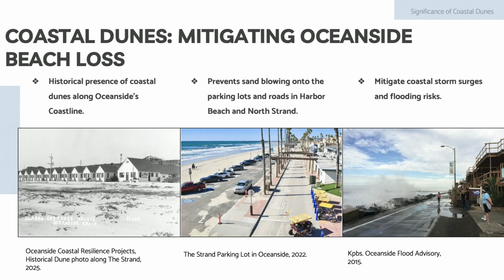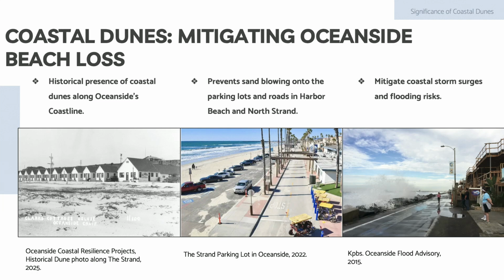The project was chosen for three main reasons. The first is coastal dunes have been historically existing in Oceanside pre-harbor construction, as shown in this photograph taken in the 1880s on the far left. Second, coastal dunes act as a natural windbreak, physically intercepting and trapping sand before it can migrate off the beach and into the city's parking lots and roadways. Third, the addition of coastal dunes in the city of Oceanside has the potential to mitigate coastal floods and coastal storm surges, like the example shown here in 2015 on the right.